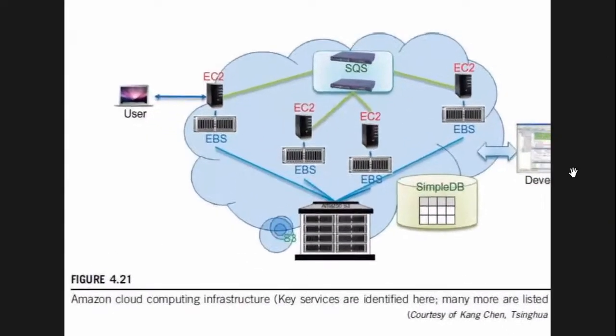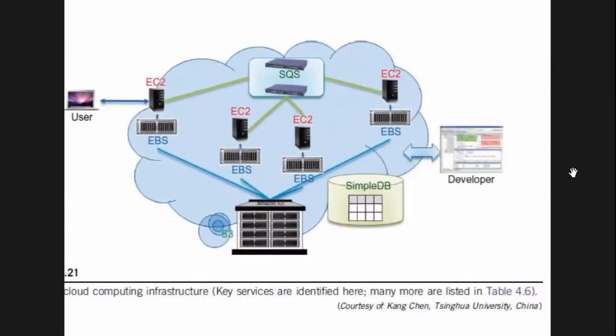You can see this particular figure, which shows the Amazon Web Services architecture. EC2 provides the virtualization platform to host the virtual machines where the cloud applications can run. Then there is the Simple Storage Service, S3, which provides object-oriented services. And there is SQS, that is Simple Queue Service.